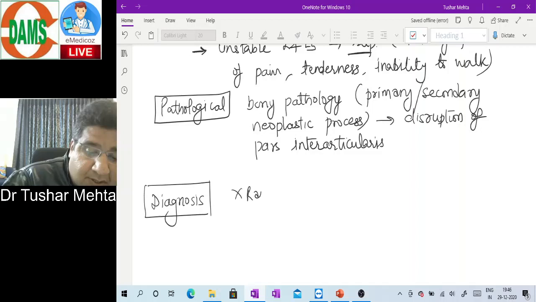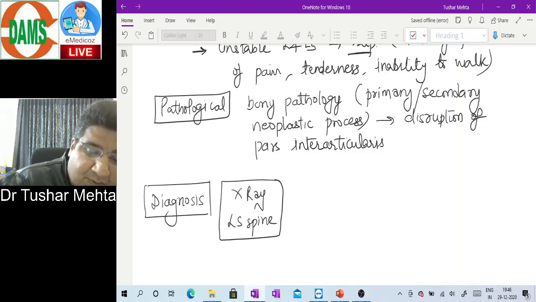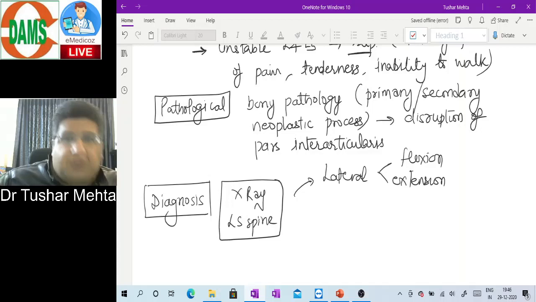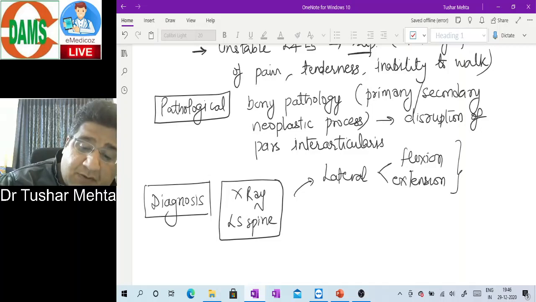Now, whenever we prescribe an X-ray of the LS spine, we have been taught like this, and I have a habit that the first thing I would say is that I want an X-ray in the lateral view, that too in flexion and extension. So I want a lateral view. But the person should first bend forward, then he should bend backwards. Why do I ask for this view? Because with this you can see the dynamic mobility of the segment.